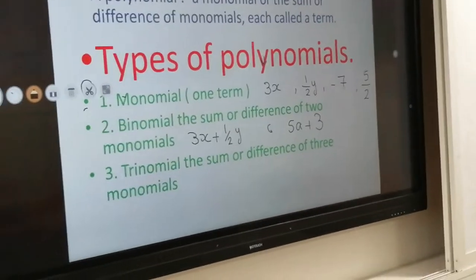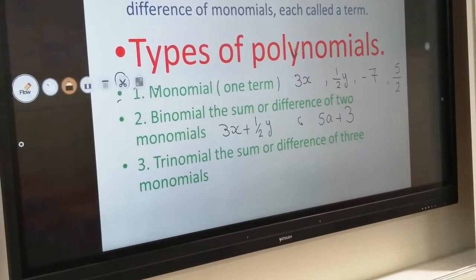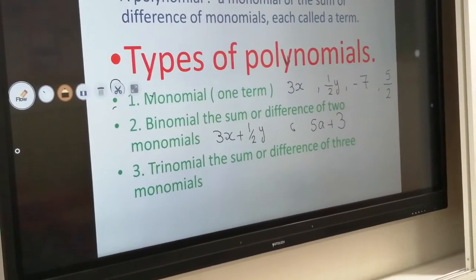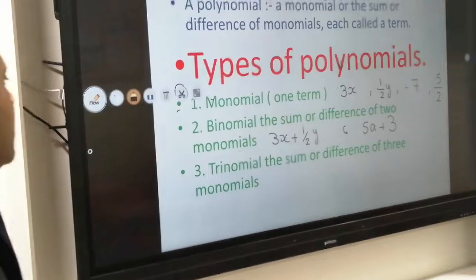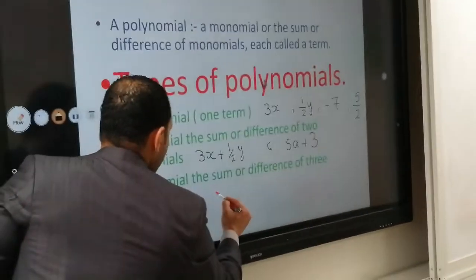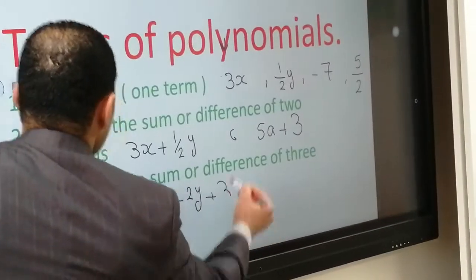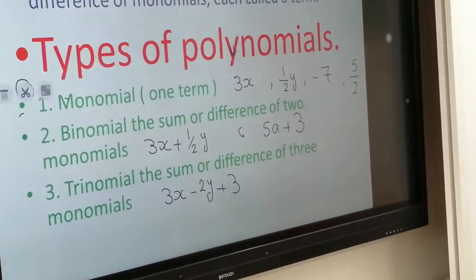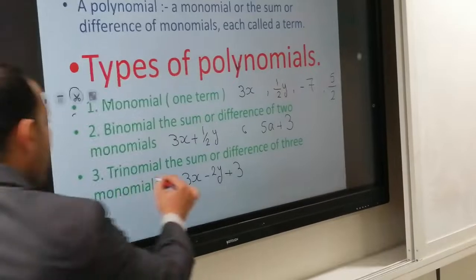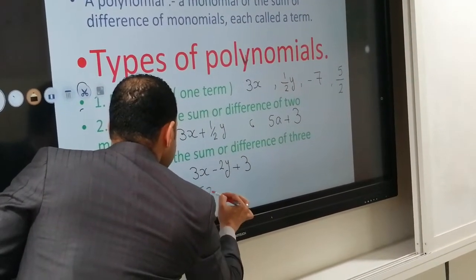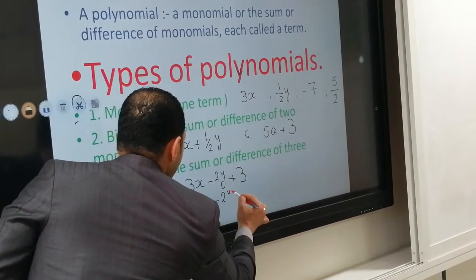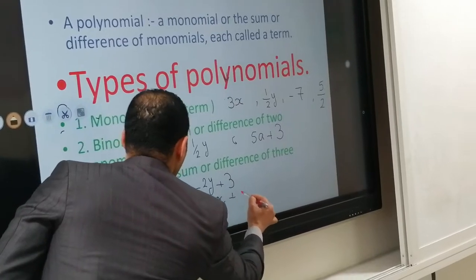We go into the trinomial. Grade 9 students, I need your answer. Okay. So it will be 3x minus 2y plus 3. Another example, please. 5x minus 2x plus 4.